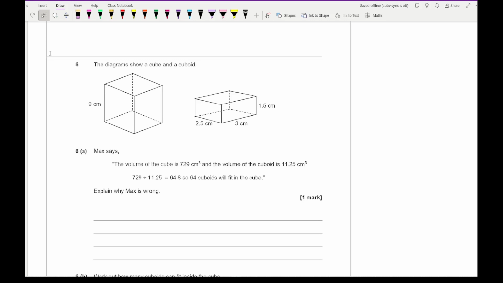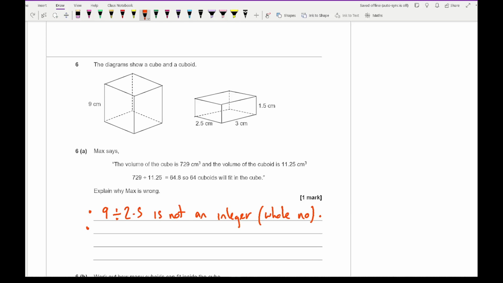Explain why Max is wrong. Now there's a couple of answers in which you could write for the 1 mark. So anything along the lines of that 9 divided by 2.5 is not an integer or a whole number, so it won't fit nicely. And that probably tends to be the more common answer.